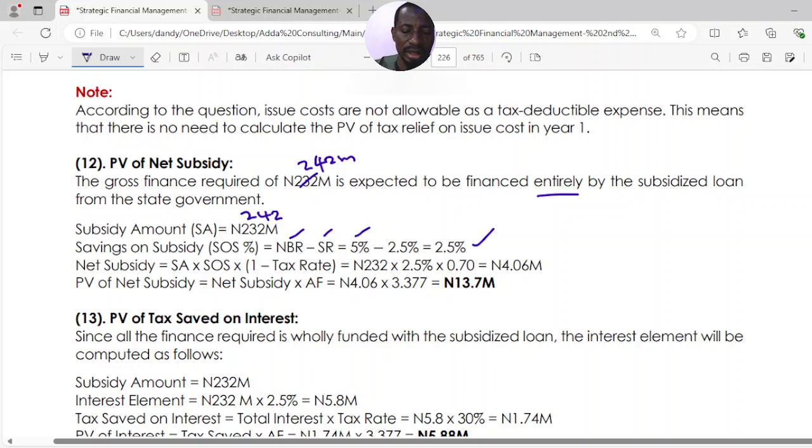The next thing we need to do is to calculate the net subsidy. The net subsidy is the subsidy amount multiplied by savings on subsidy, then multiplied by 1 minus the tax rate. So here it will be 242 multiplied by 2.5%. The tax rate is 30%, so 1 minus 30% gives us 70%. So what do we get?